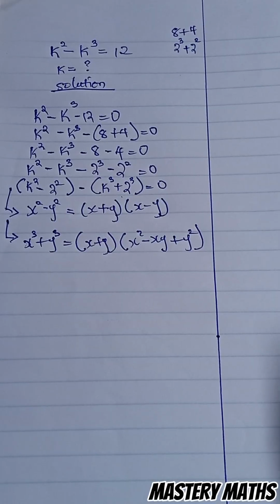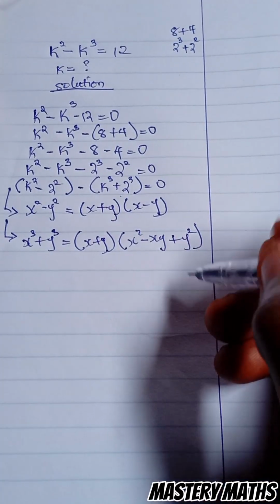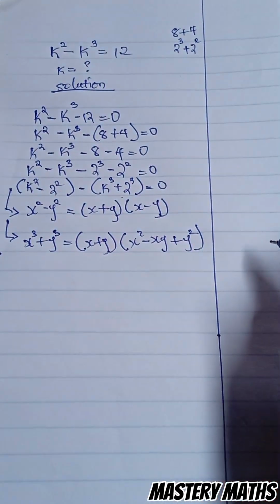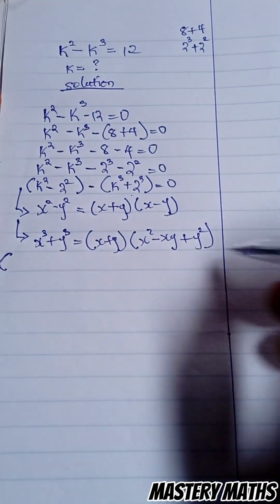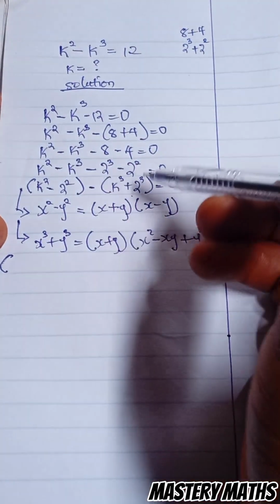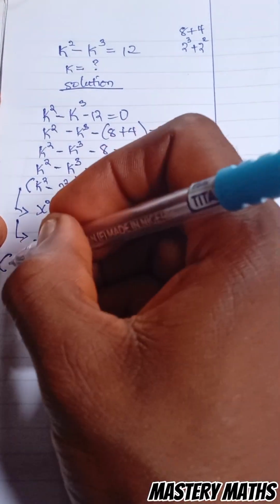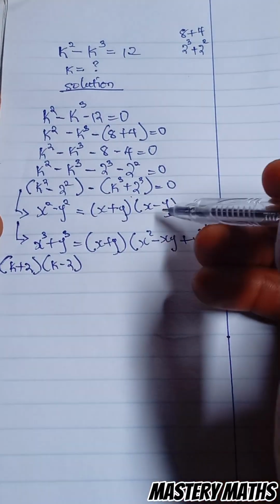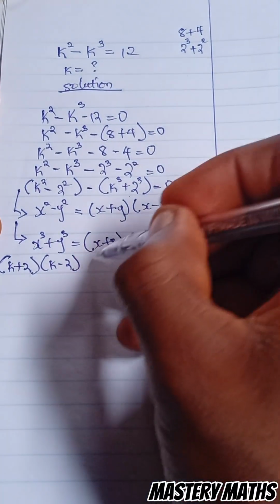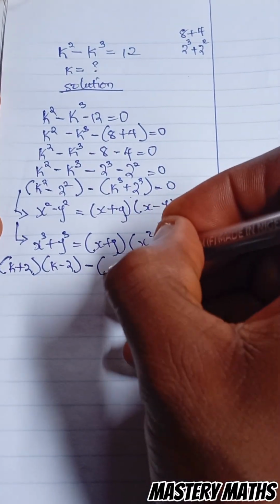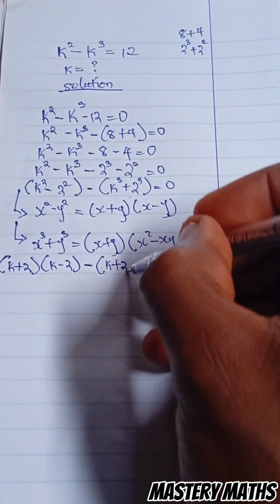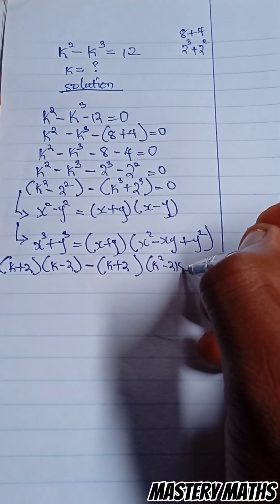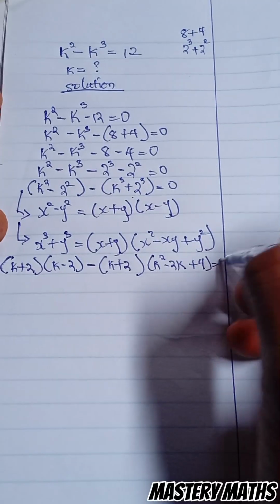Now, having done this, let's plug in all the values we have. In plugging it in, we open a bracket, which we're about doing right now. First, we need to work on this, which gives us k plus 2 and k minus 2. Now, coming to this part, we'll put a minus sign and open the bracket, which gives us k plus 2. Close the bracket, you have k squared minus 2k plus 4 equal to 0.